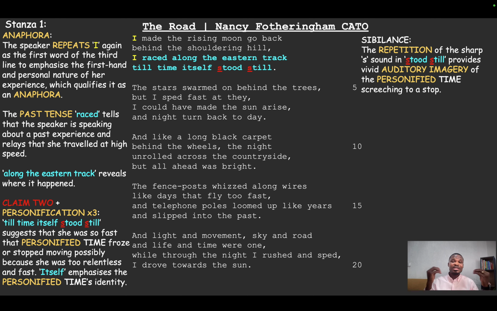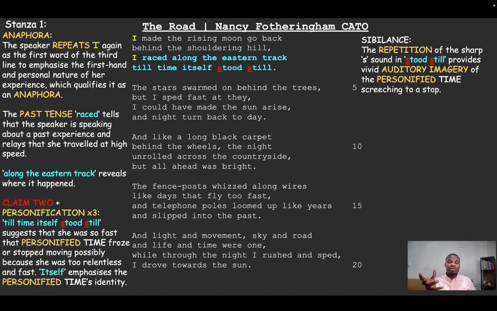So if anybody knows where the eastern track is, then the person knows where the things that she's talking about happened. Now the second claim that the speaker makes is that till time itself stood still. So this suggests that she was so fast that personified time froze or stopped moving, possibly because she was too relentless and fast. So she's so fast that even time couldn't keep up. Time froze. Itself emphasizes the personified identity of time. So again, this is the third personification. So the moon is personified, the hill is personified, and here time is also personified.